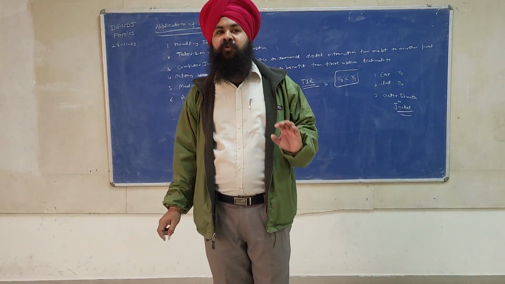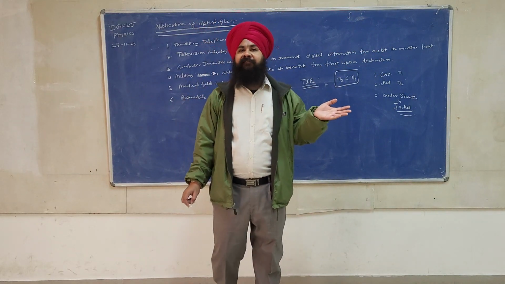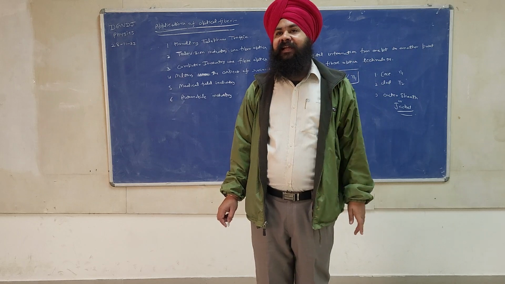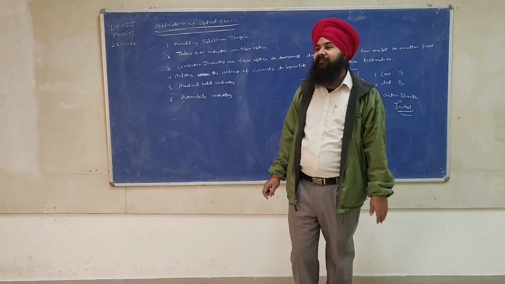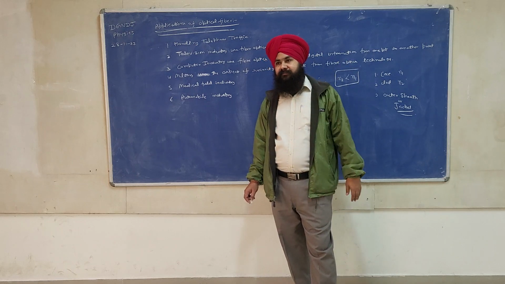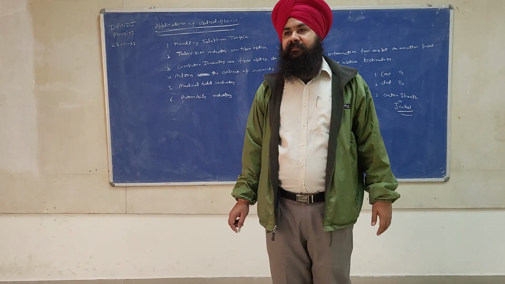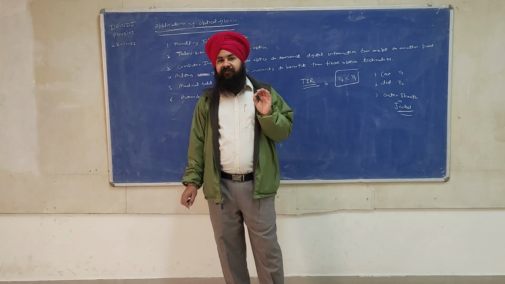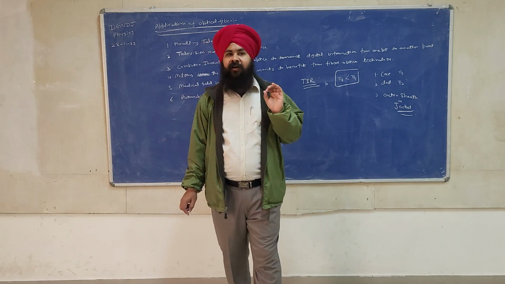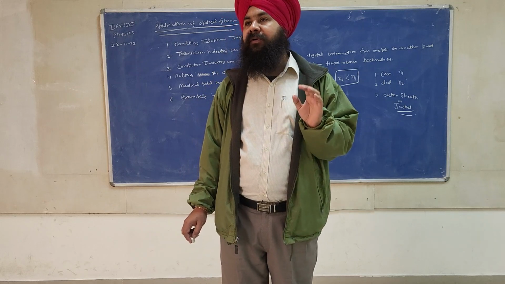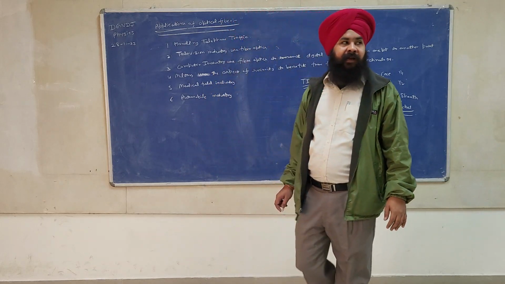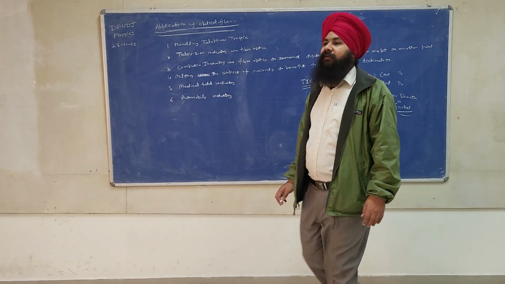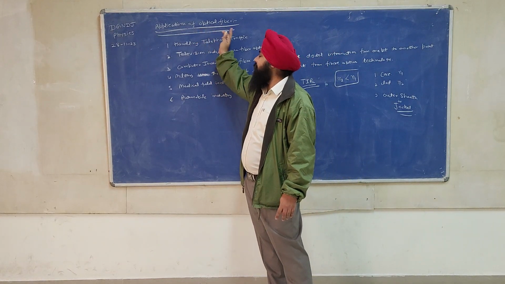Total internal reflection is based on light traveling from a denser medium to a rarer medium. Whenever the angle is greater than the critical angle, the light will reflect and travel in the same medium, the denser medium. The first condition is that the refractive index of the core must be greater than the refractive index of the clad. The second condition is that the angle of incidence must be greater than the critical angle. So these are the basic aspects of optical fiber. Now we will discuss the applications of optical fiber.